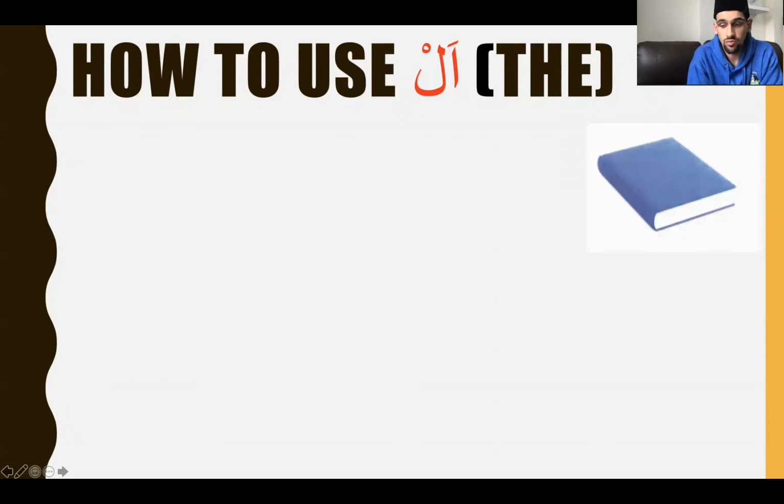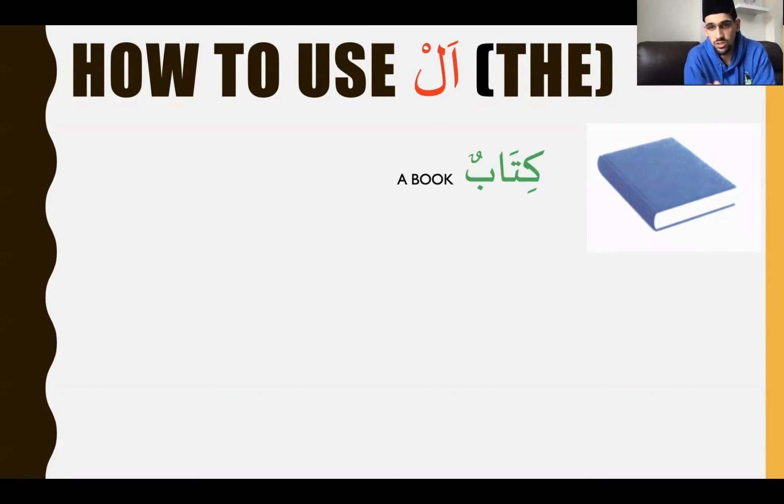So here we have a book, and we've learned before that kitabun means a book. But how would you use alif lam, and where do you put it, and what changes when you put alif lam? How do you say the book? So al kitabu means the book. As you can see from this example, we've put alif lam before the word kitab. So alif lam goes there, so it becomes al kitab.